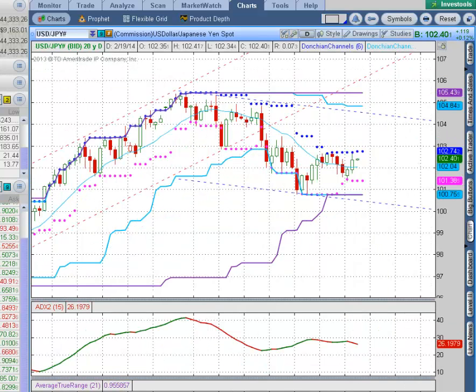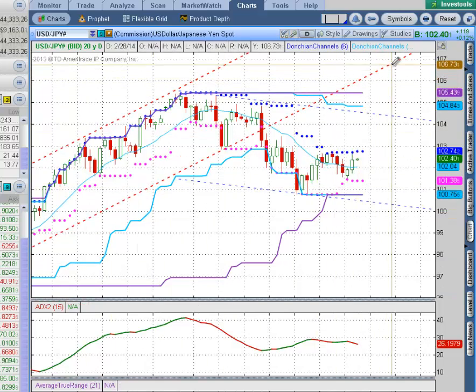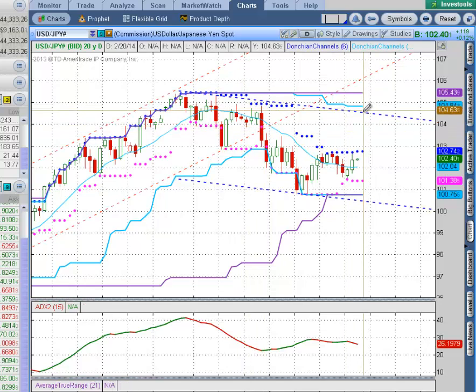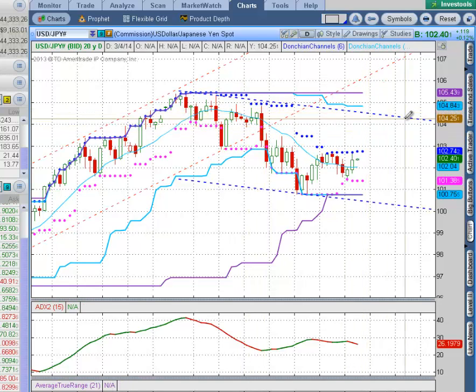And here's the US dollar yen. It most recently was in a medium-term uptrend channel. It broke through the bottom of that channel and is forming a short-term downtrend channel.